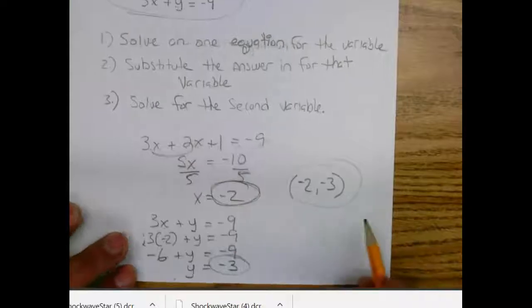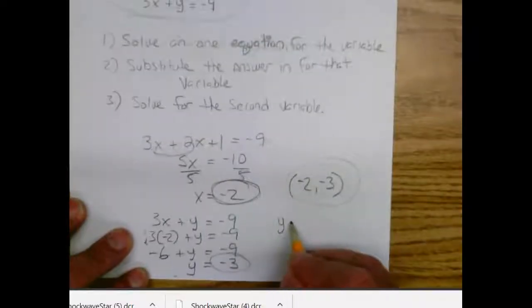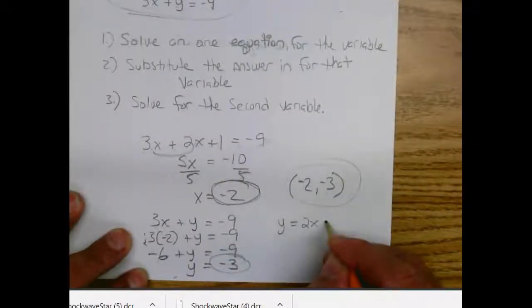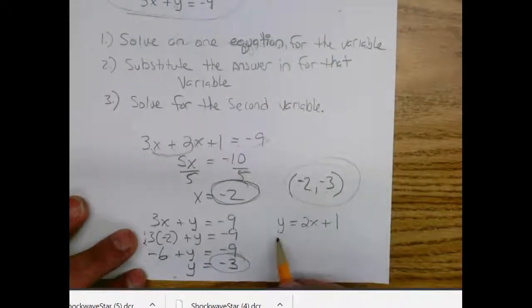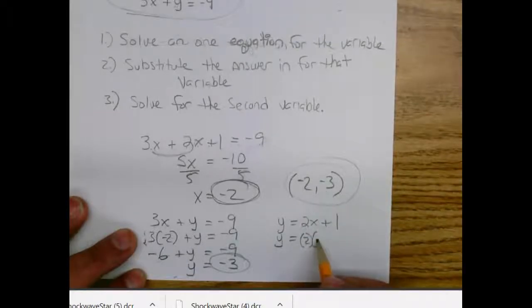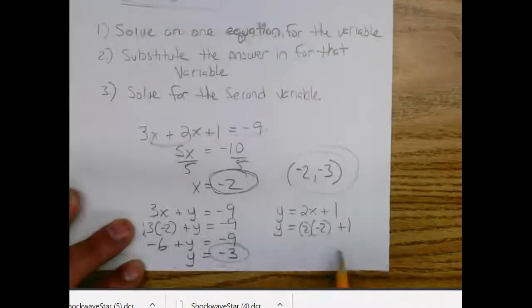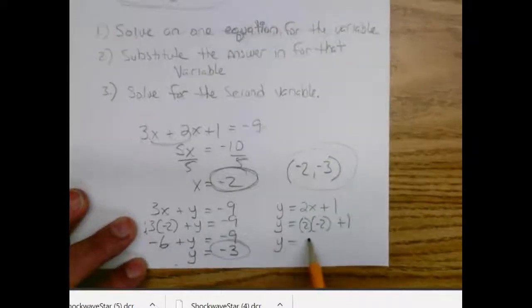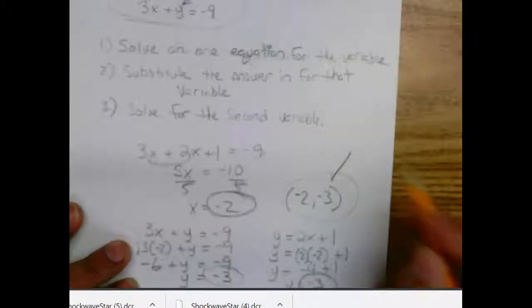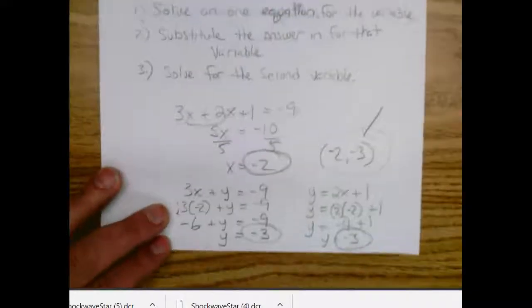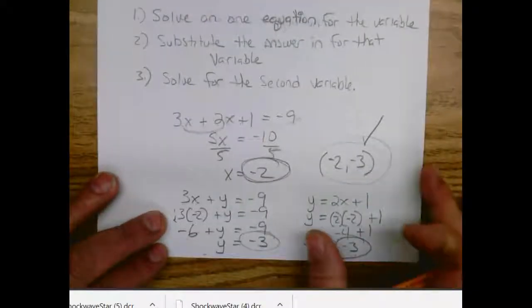So then we can even check it with the other one. If we have y equals 2x plus 1, we then plug in negative 2. So y equals 2 times negative 2 plus 1. And we get y equals negative 4 plus 1, and y equals negative 3. So we start off with x equals negative 2, solve for y, and it is negative 3. That's our answer. That's exactly how you do substitution.